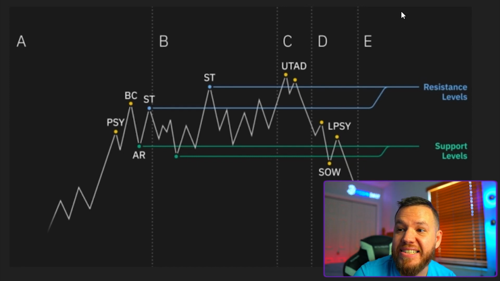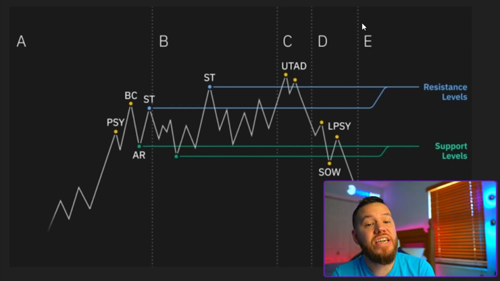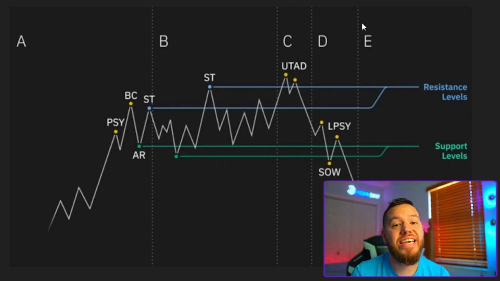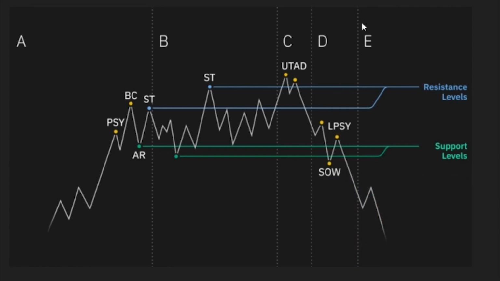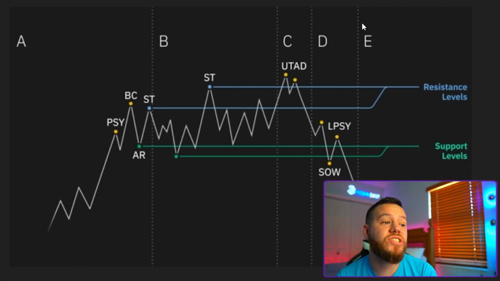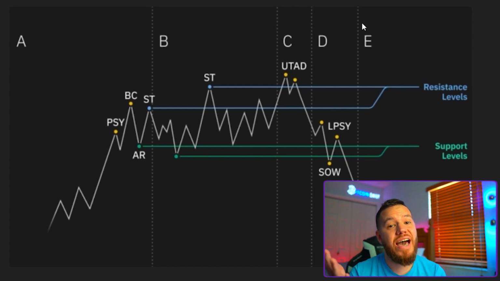This takes us into phase E. The last stage of a distribution marks the beginning of a downtrend. This is marked by an evident break below the trading range. This is caused by strong dominance of supply over demand. Remember, cause and effect. So just like we did with the accumulation schematics, now we're going to look at an example of the distribution schematics on the Bitcoin chart right now.